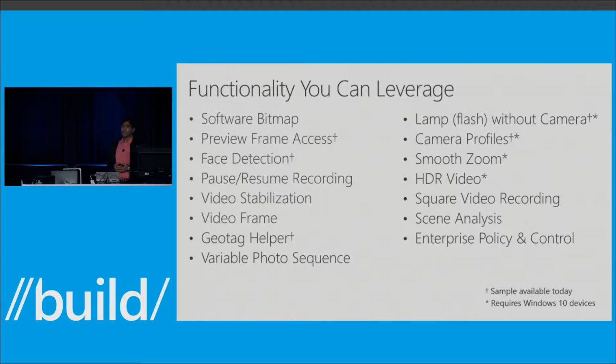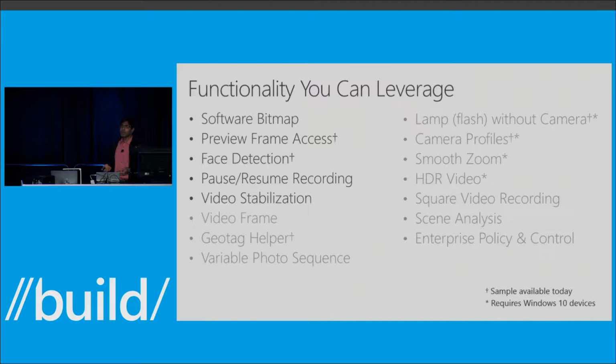This slide here shows a list of the functionality that you can leverage starting with Windows 10. Features that are marked with an asterisk are available only on devices that ship with Windows 10. Support for these features is discoverable through a property. In this session, we will cover the first 5 in this list through code samples and demos.